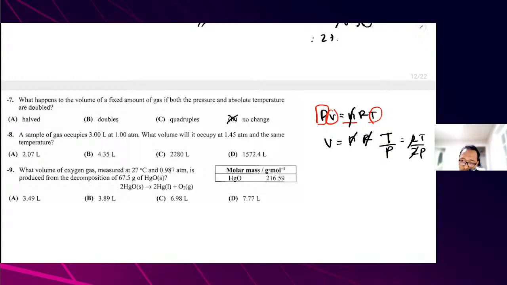A sample of gas occupies 3 liters at 1 atm. What volume will it occupy at 1.45 atm and the same temperature? If we have a gas, using PV = nRT again, the question is volume, right? R is 0.082, and then a sample gas. Okay, let me think first about this.